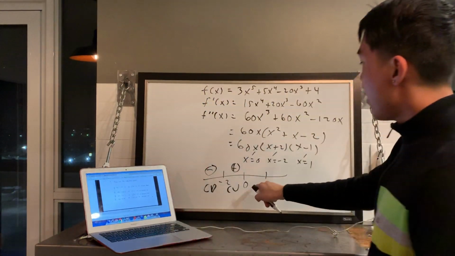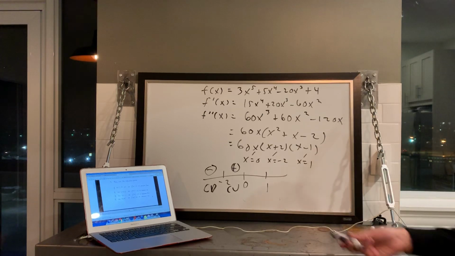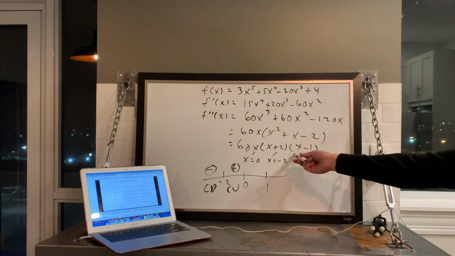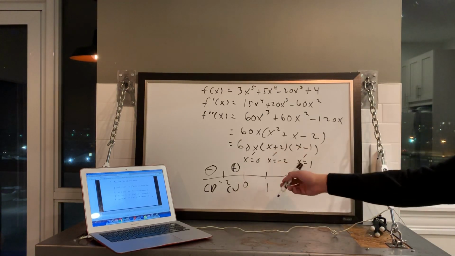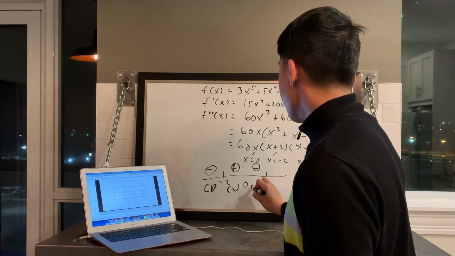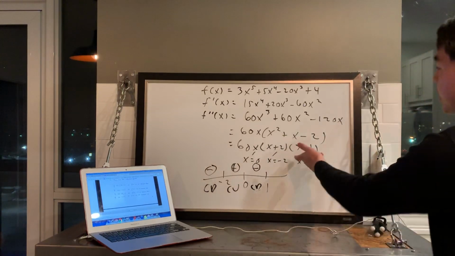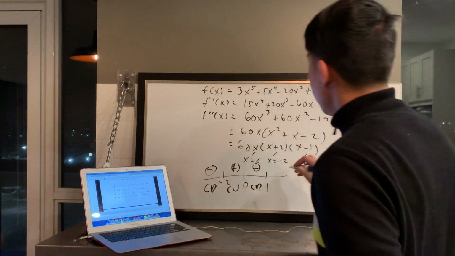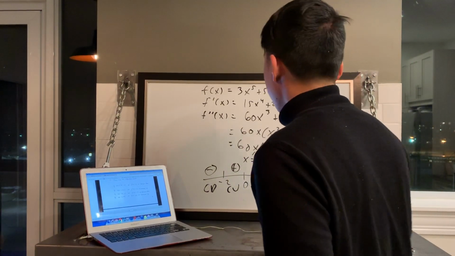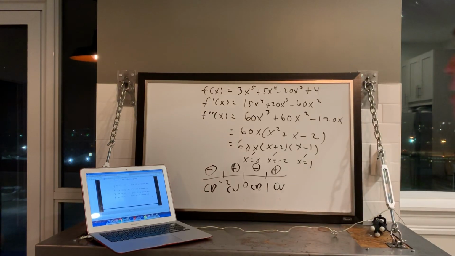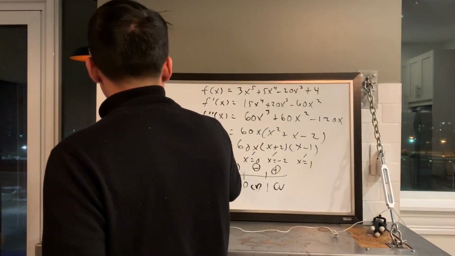And then between 0 and 1, put a half in here. I get a negative right here, a positive here, and a positive here. So I'm negative again, so I'm concave down. And then if I put something big, like 100 in here, I get a positive, positive, positive. So I go concave up.